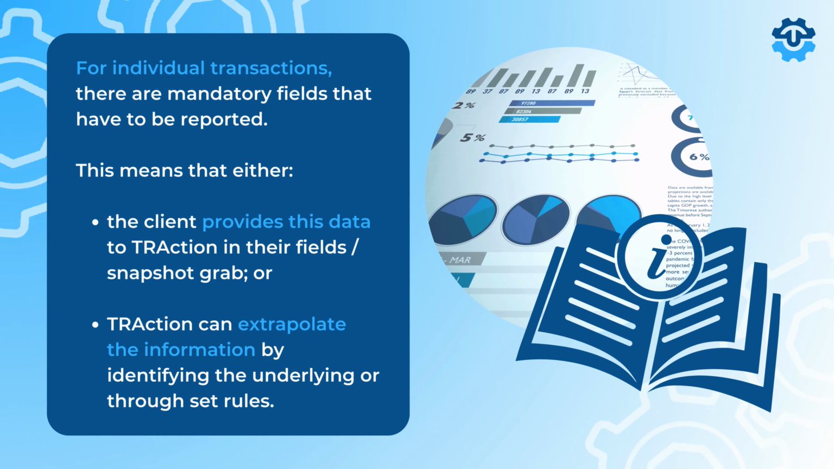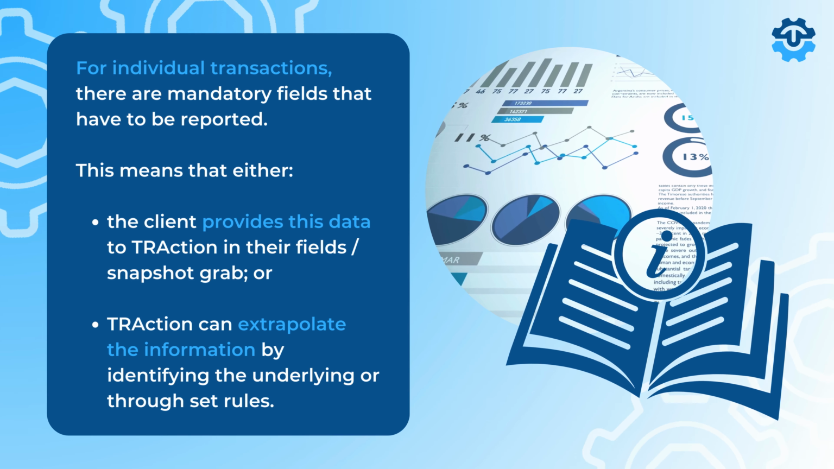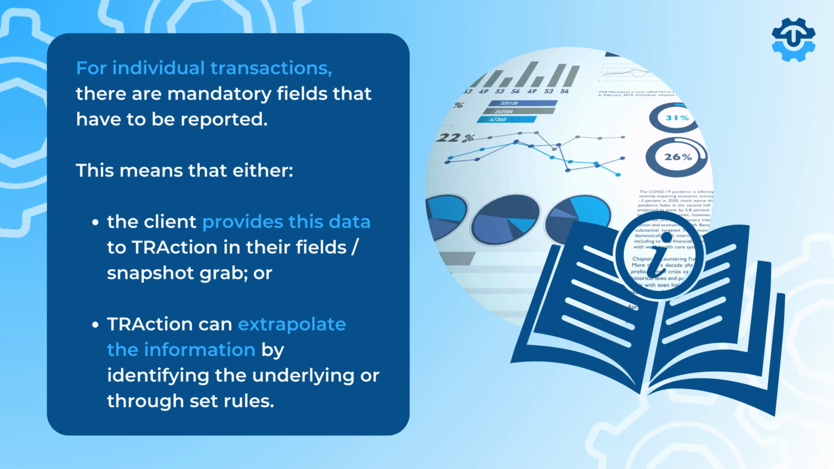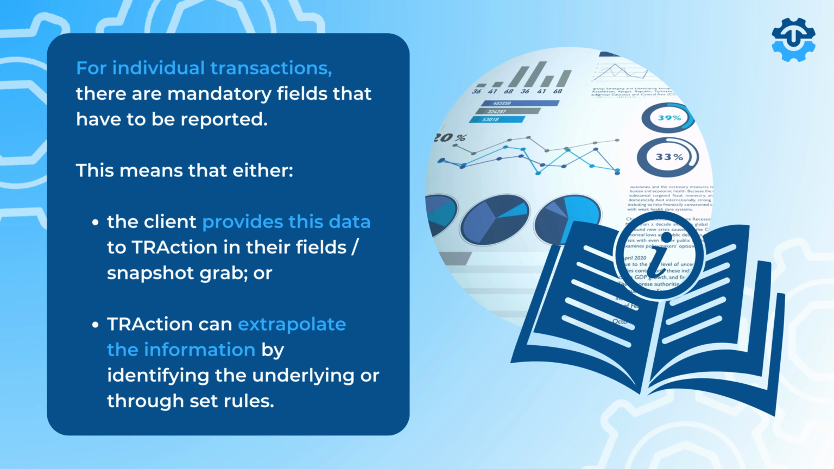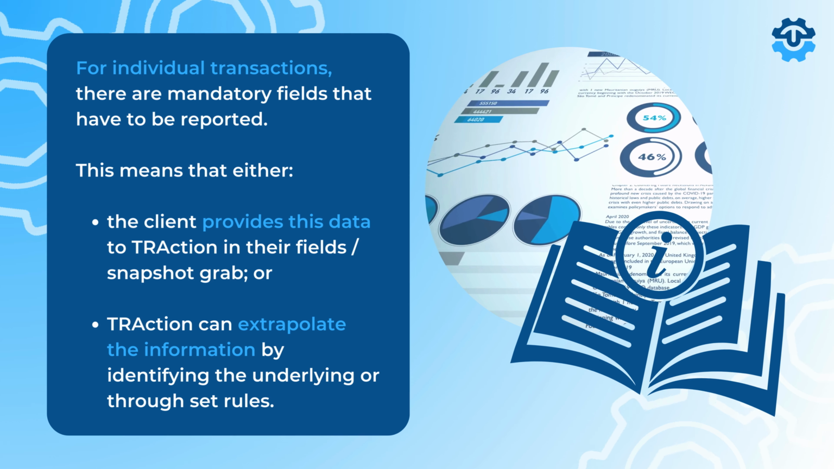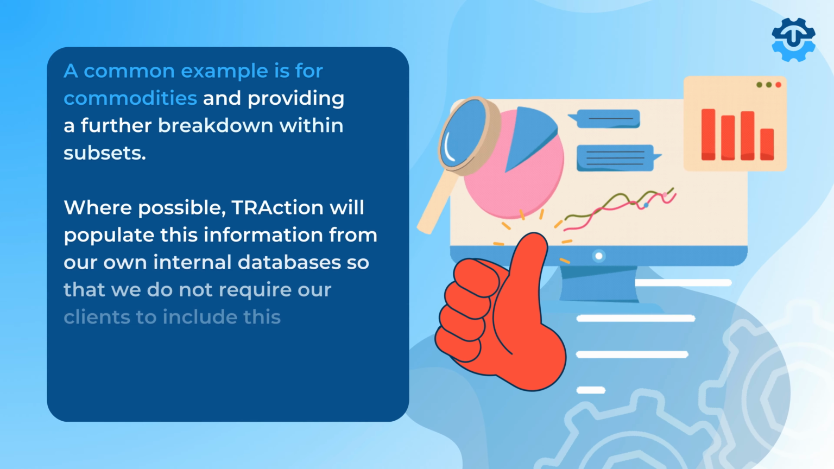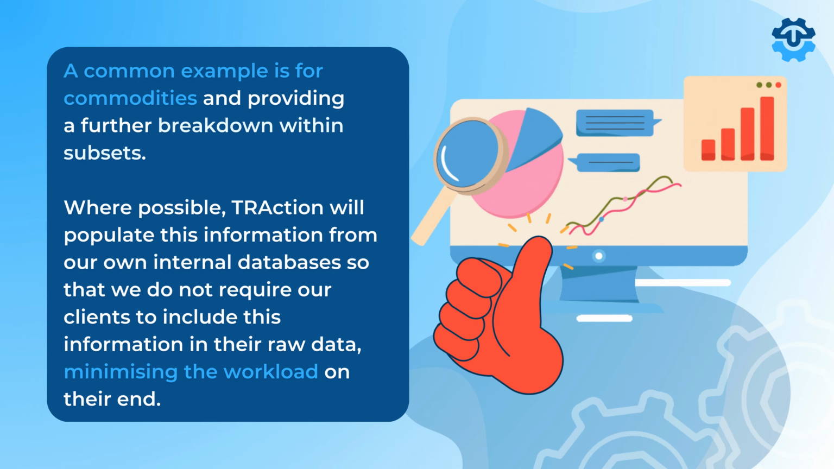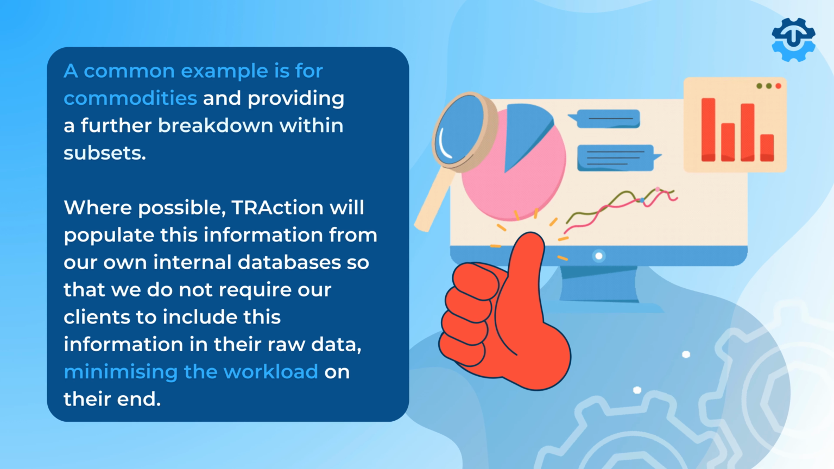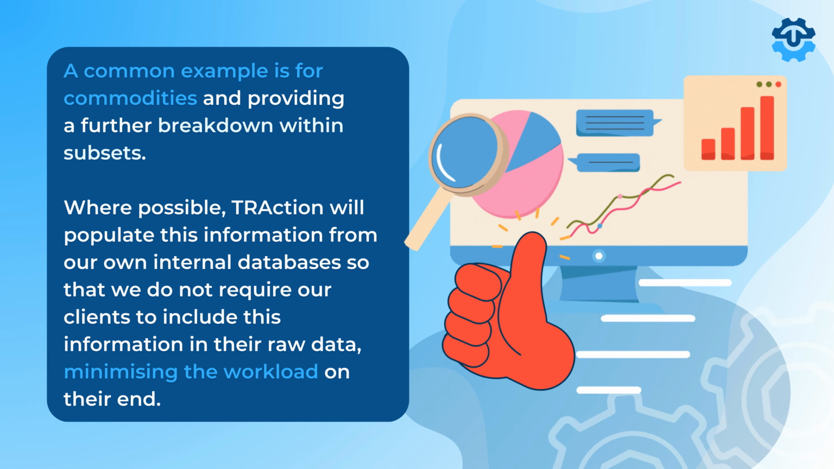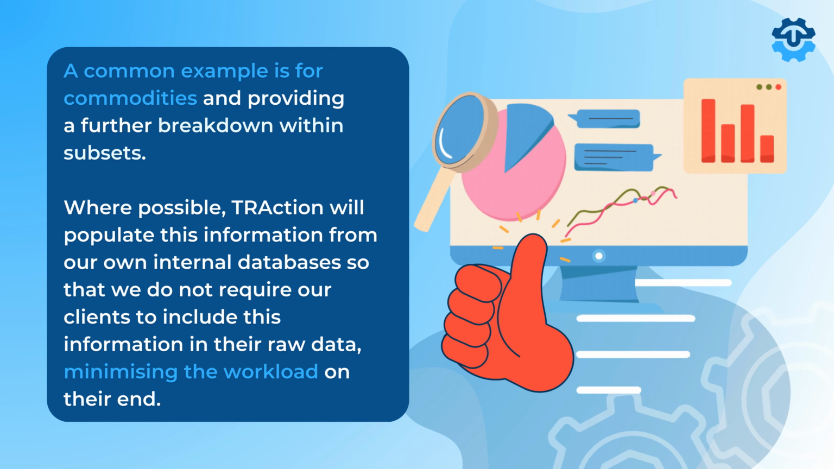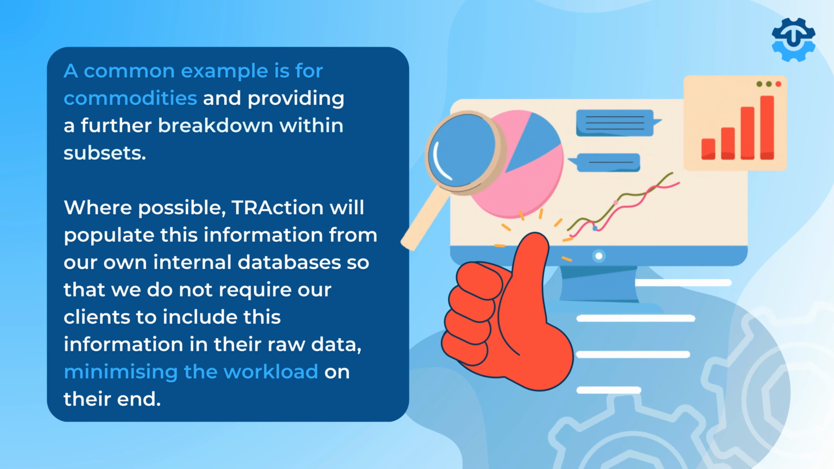For individual transactions, there are mandatory fields that have to be reported. This means that either the client provides this data to Traction in their fields or snapshot grab, or Traction can extrapolate the information by identifying the underlying or through set rules. A common example is for commodities and providing a further breakdown within subsets. Where possible, Traction will populate this information from our own internal databases so that we do not require our clients to include this information in their raw data, minimizing the workload on their end.